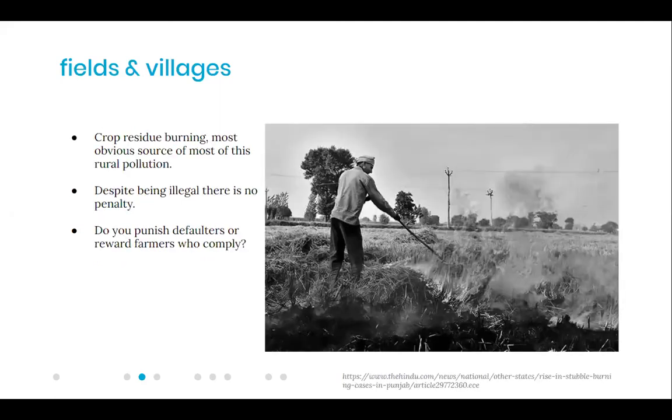So the obvious problem in rural areas is the practice of crop residue burning or stubble burning. And despite this being illegal, there is no penalty. So he asked the important question of do you punish defaulters or do you reward farmers who comply with government regulations?